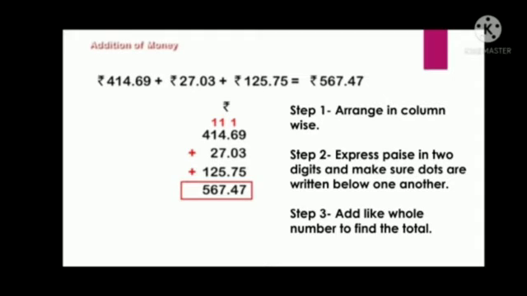Then we will add the next number, which is 1 plus 2 and the carry 1. So we get 6. Here we don't have any number to give carry. So we simply add the last number, which is 4 and 1. So after adding, we get 5. At the end, you can see the sum is 567 rupees and 47 paise.